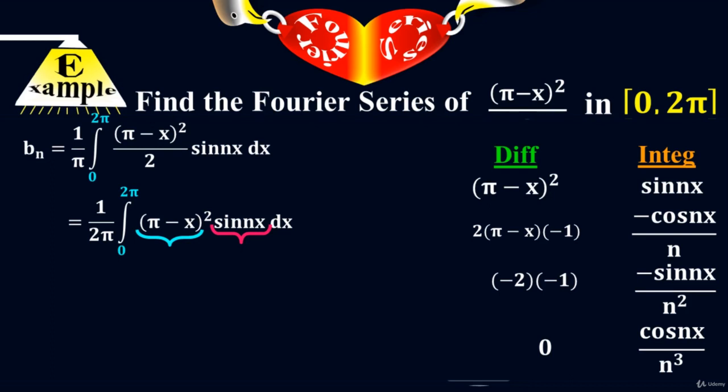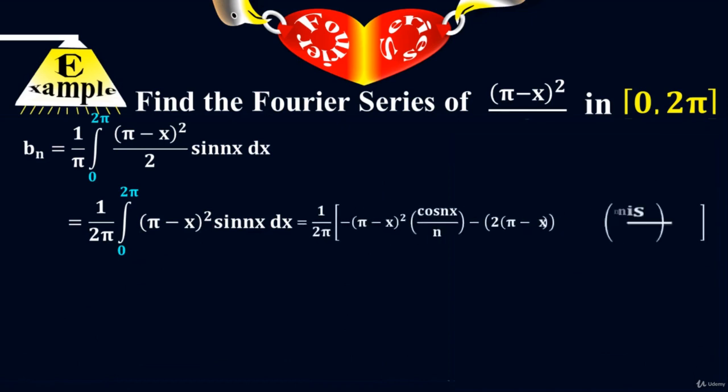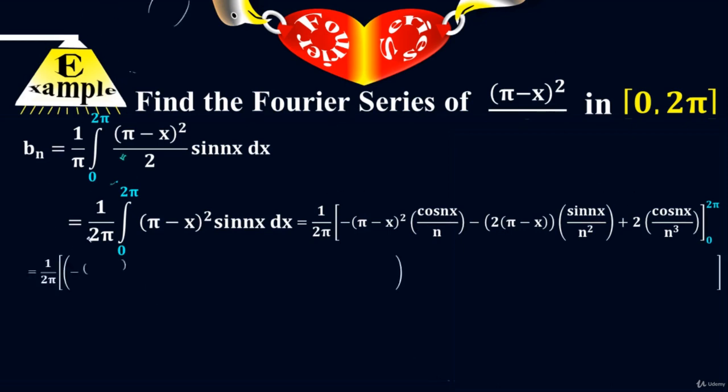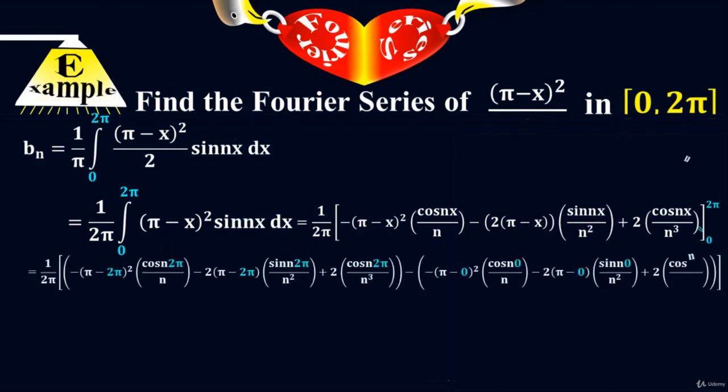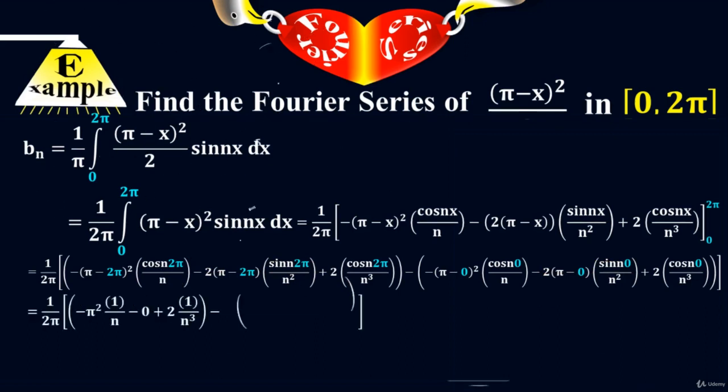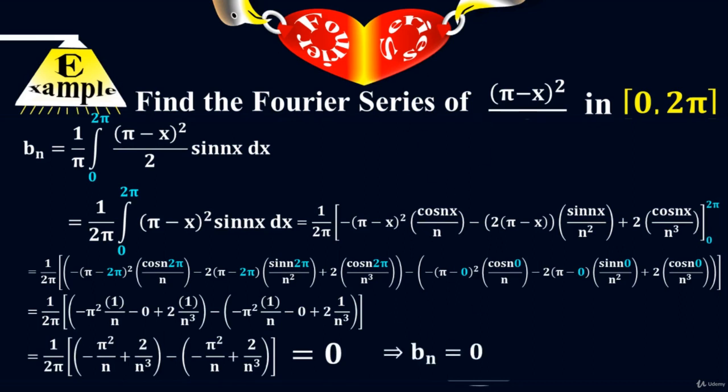Start from minus, plus, minus, plus. Take the cross product between these terms, where finally I have minus (pi minus x) whole square times cos nx over n, minus 2 times (pi minus x) times sin nx over n square, plus 2 times cos nx over n cube. Put the limits, which are 0 and 2 pi, and I am left with all the cos terms, which are cos n 2 pi and cos n 0. Cos n 2 pi equals 1 and cos n 0 is also 1. Simplify the equation further. At the end you will get b sub n equals 0. This is my value for b sub n.